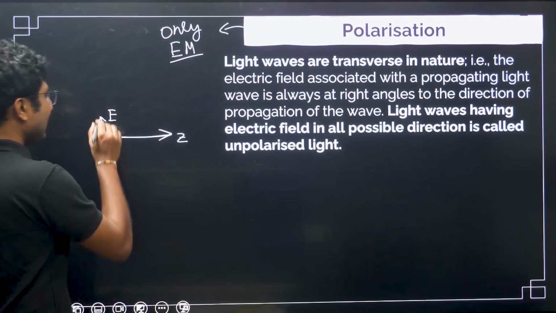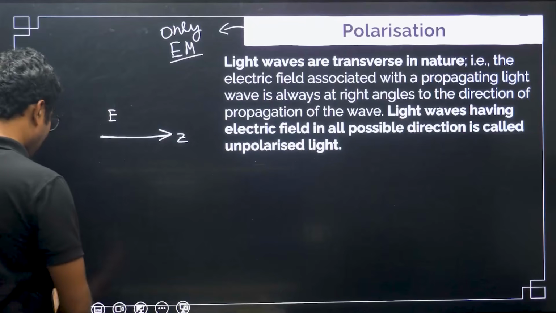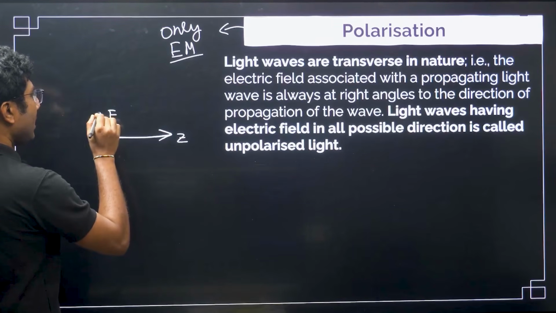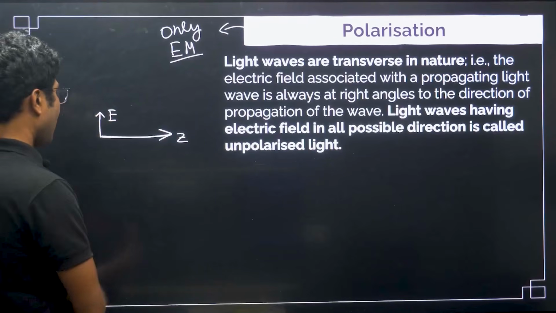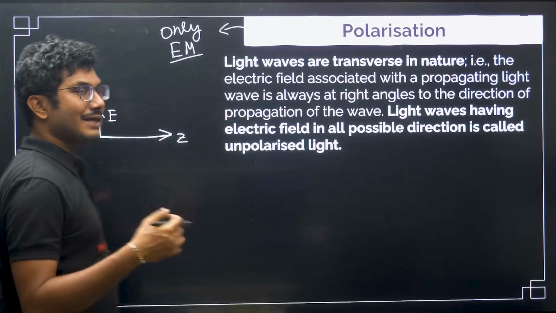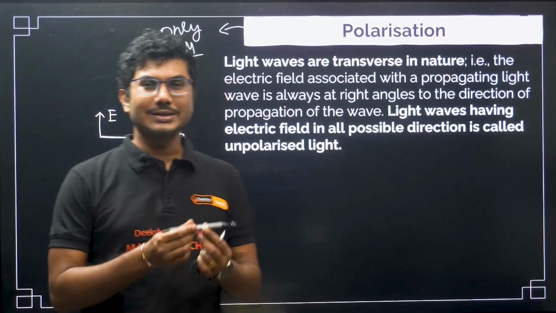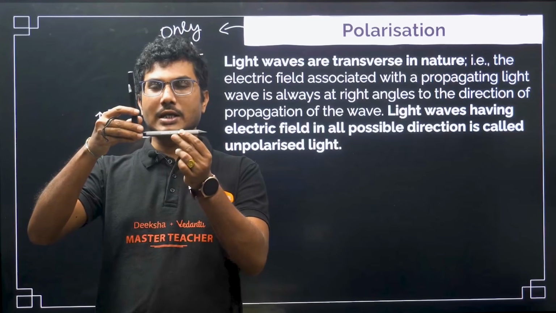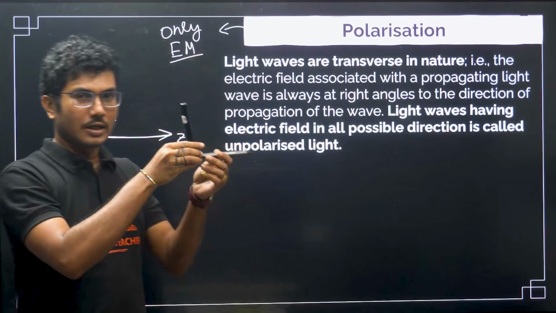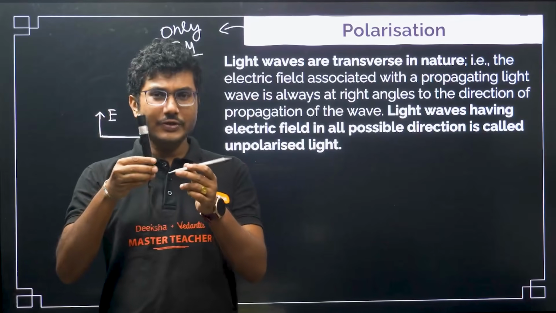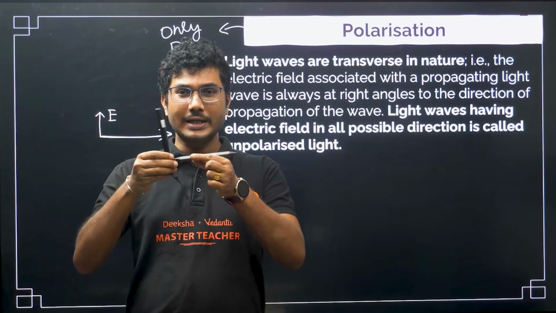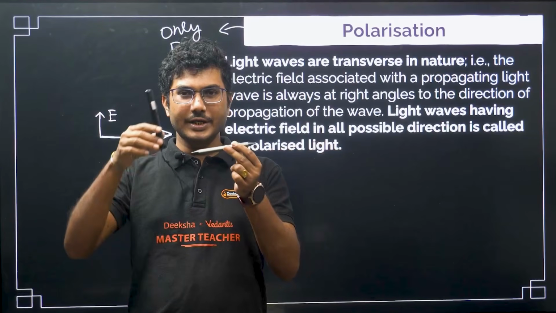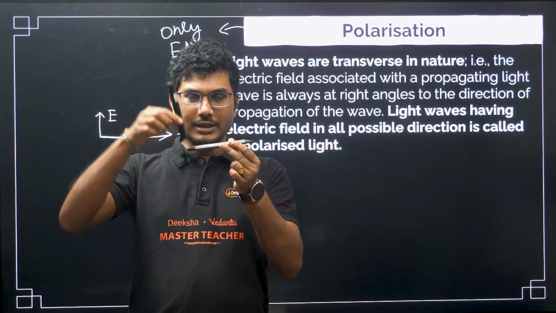So, suppose this is the electric field. What is the direction of electric field with respect to the direction of propagation? It is always perpendicular, right. Now, how many ways can you draw a perpendicular to a straight line? Look at me carefully. It is very, very important. This is a straight line, the direction of propagation of light, and this is the perpendicular. This is the electric field.